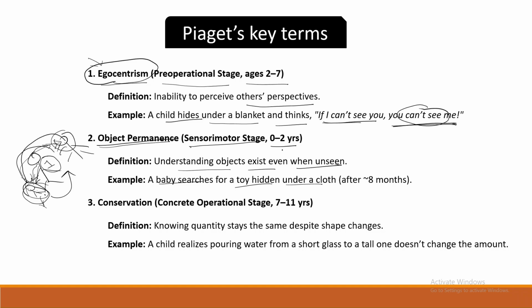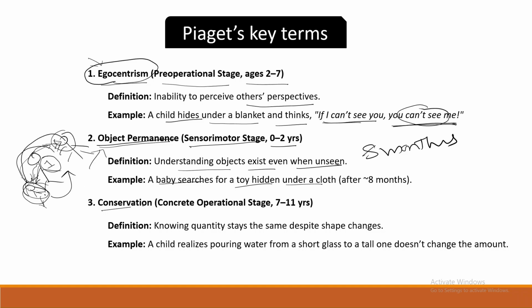After 8 months, he searches for the toy. Yes, I have a toy, I am playing with the toy, I need the toy. This is called experiencing object permanence.